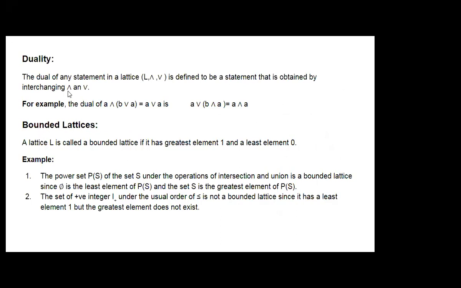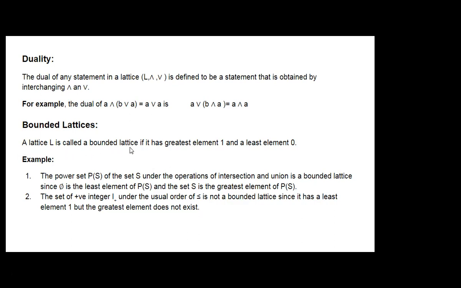Then we saw duality. We can take duality as the AND operation being exchanged with the OR operation, and the OR operation being exchanged with the AND operation. Similarly, the union operation will be exchanged with the intersection operation, and the intersection operation with the union. So we can go for union and intersection, and AND and OR also.